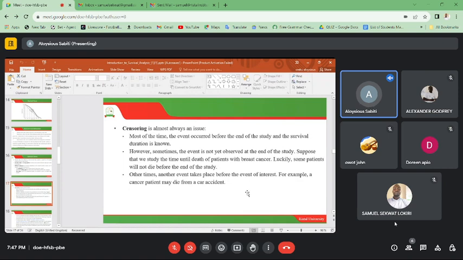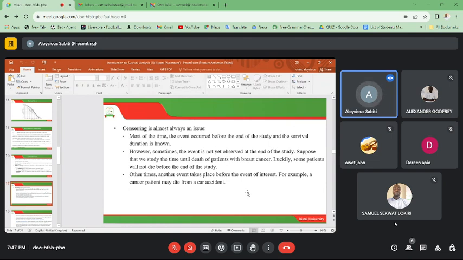The other reason is what we call censoring, which we have looked at. Censoring is almost always an issue. Most of the time, the event occurred before the end of the study and the survival duration is known. However, sometimes the event is not yet observed at the end of the study. Suppose that we study the time until death of patients with breast cancer; luckily, some patients will not die before the end of the study.